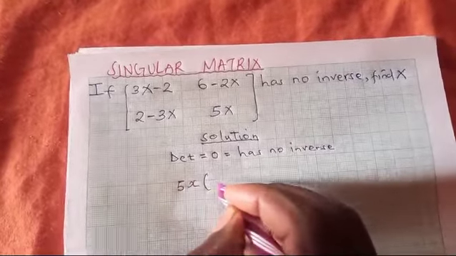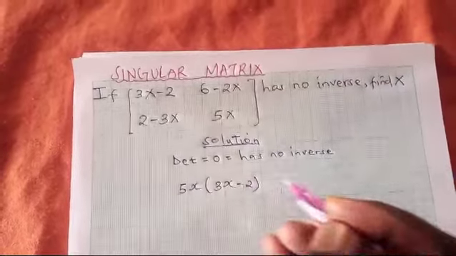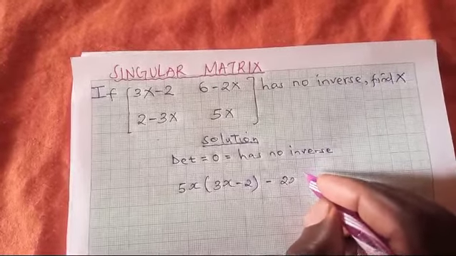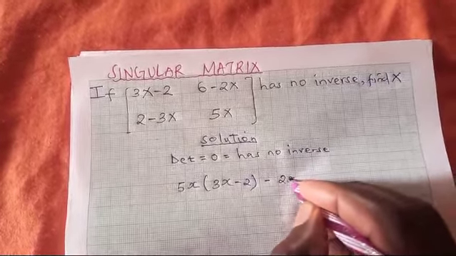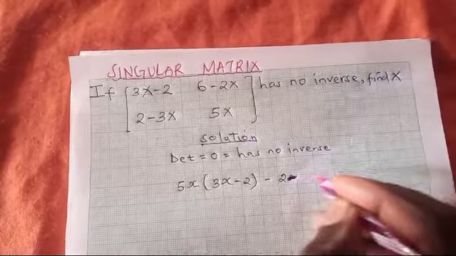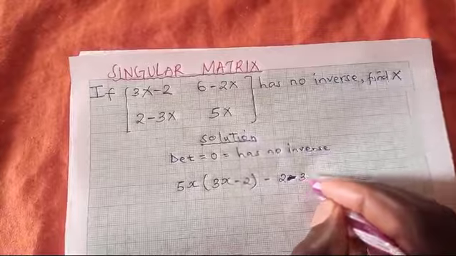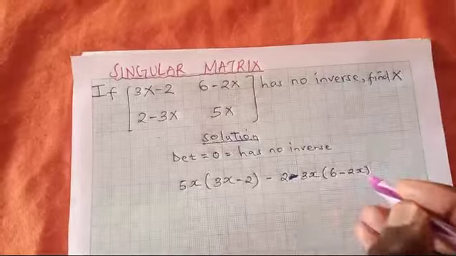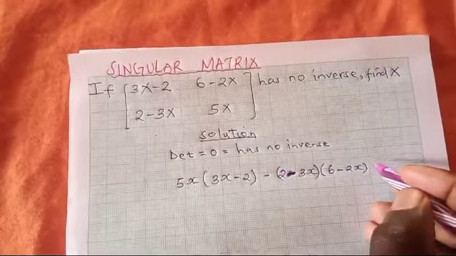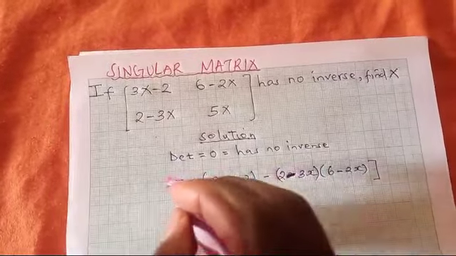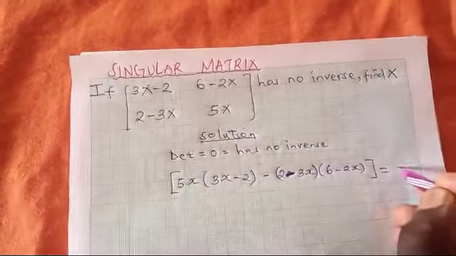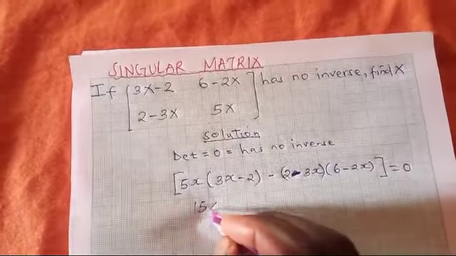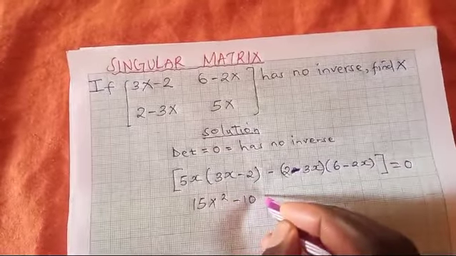5x, we multiply by 3x minus 2, then we subtract 2 minus 3x, we multiply by 6 minus 2x. So this is what we have. We equate this to 0. Let us open the bracket. So this is 15x squared minus 10x.